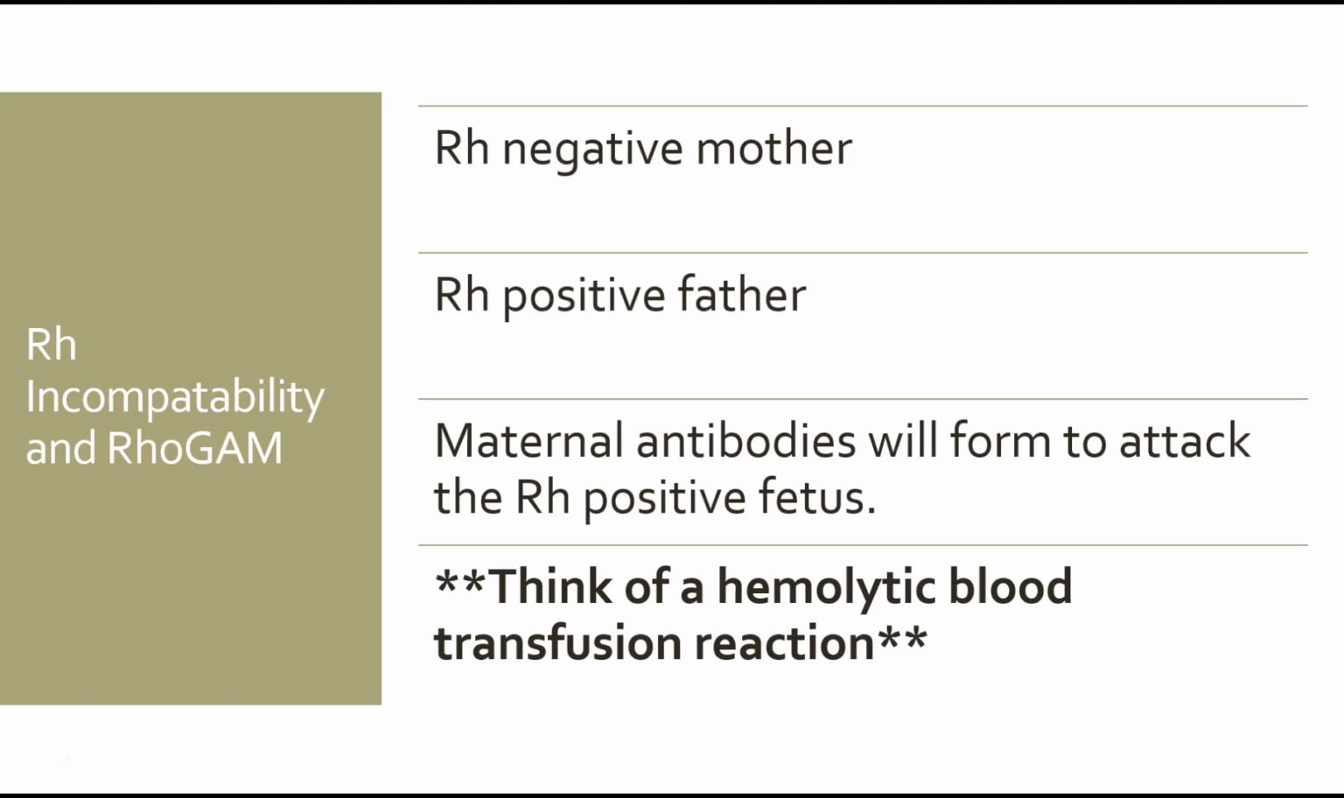So we will give her what we call RhoGAM to try to prevent her from developing those antibodies, because there's a very slim chance that there could be some transfer during delivery. That's why we want to check her Rh factor so early in the pregnancy, because she will get RhoGAM at about 27 weeks of her pregnancy, during the third trimester, I'm sorry, and then she'll get it again 72 hours after she delivers.